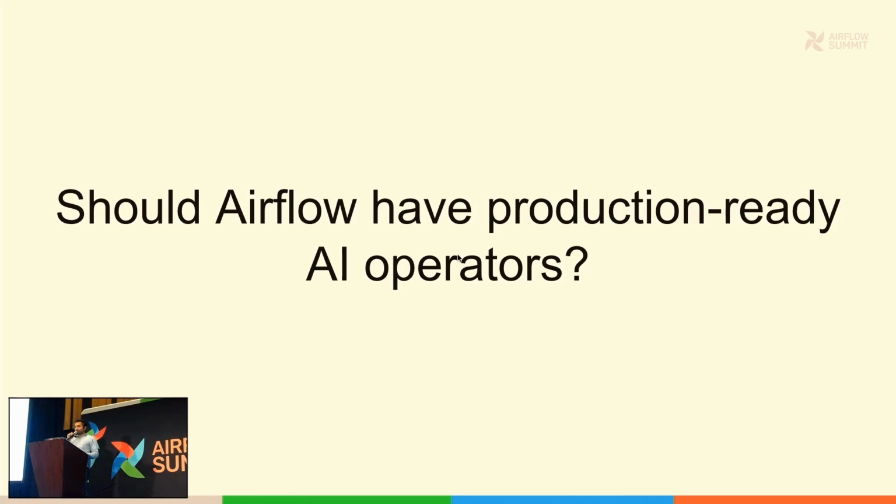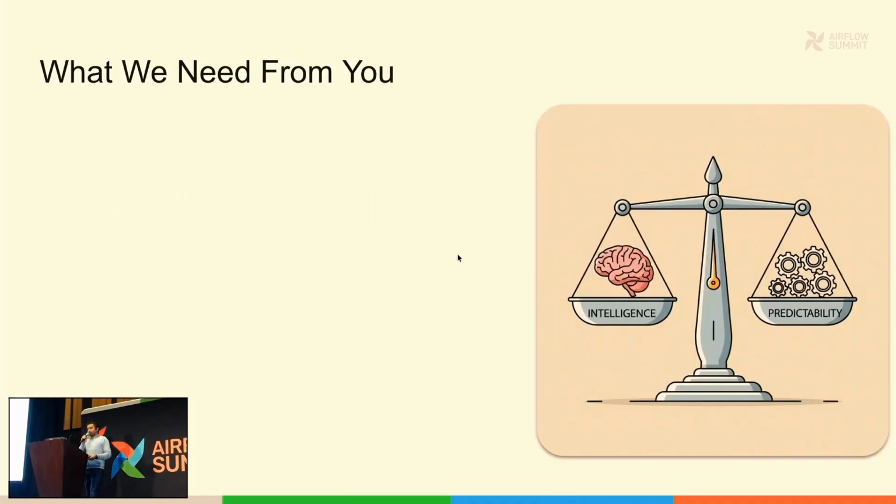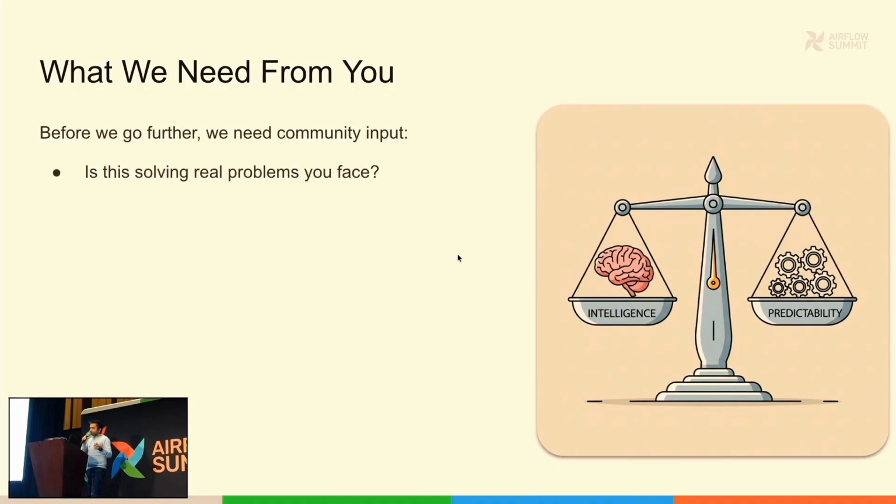So, a big question: should Airflow have production-ready AI operators? I'm pretty sure you are all using AI some way or the other, with or without Airflow. So should it? Of course. At least my answer is of course. Why not? What do you see? So what we need from you: is this really solving the problem? I saw some nods, so I assume yes. But what safety mechanisms are non-negotiable for you? Like, what would you say: I'm not using this in production until it has X, Y, and Z? I want to know that X, Y, and Z.